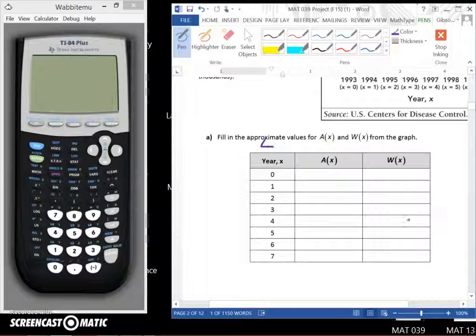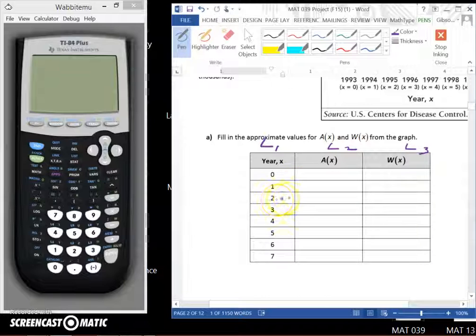So we know the year would be L1, A of x would be L2, and W of x would be L3. In the previous video, we just did L1 and L2. We didn't do an L3. So now we have to deal with when you have a situation of having an L3.